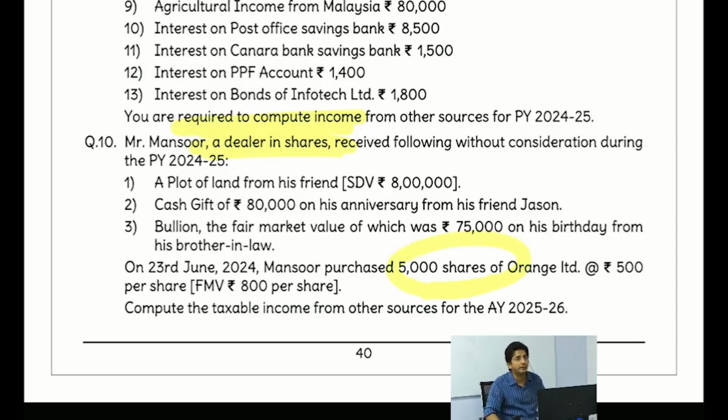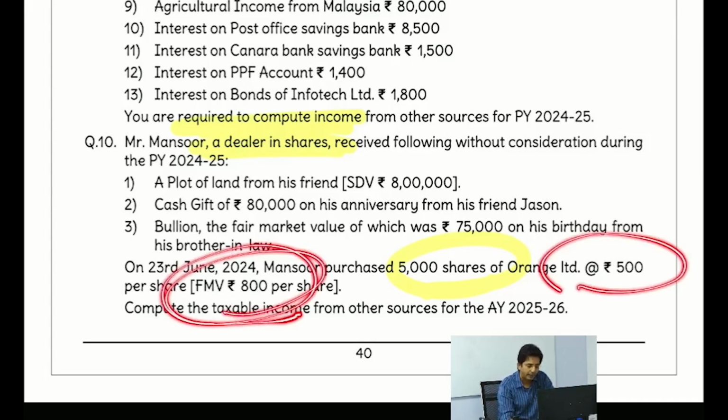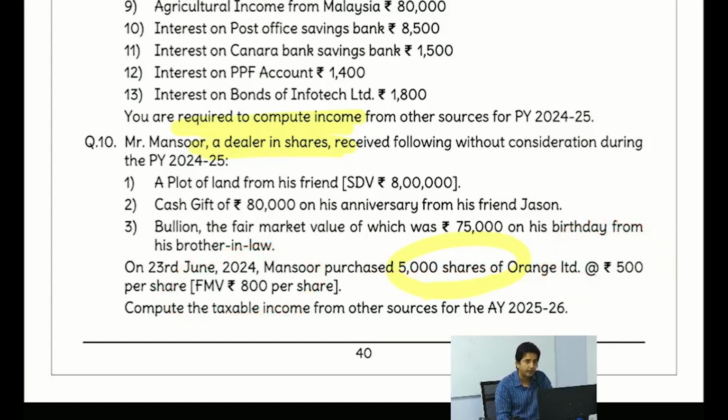So tell me, taxable or exempt? Exempt. See, if it was not a dealer of shares, then what would you have done? Just tell me orally here. Means if it was not stock in trade, then what would I have done? Then 800 minus 500, difference is 300 per share. Into 5,000 shares, 300 into 5,000 shares, 15 lakhs. 300 has two zeros, 5,35, 15 lakhs. It would have become 15 lakhs, then it would have been fully taxable if it was not stock in trade for him. But here it is stock in trade, so exempt.